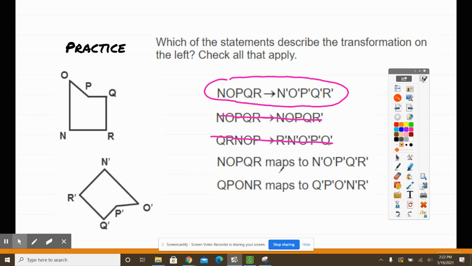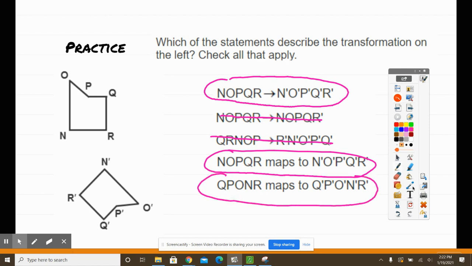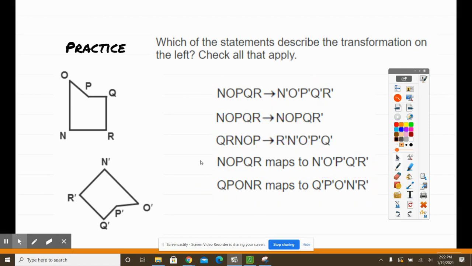You could also use the word maps, N to N prime, O to O prime, P to P prime, and so on, so the maps can work. How about this? Q to Q prime, P to P prime. This one would work as well. They just changed the order, so that one would work as well.